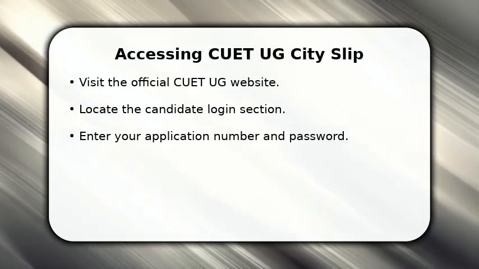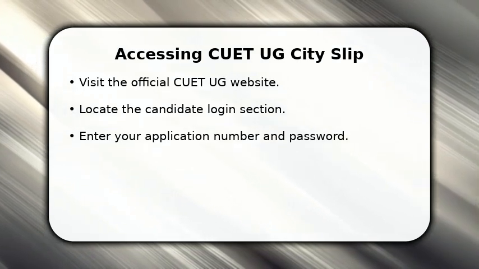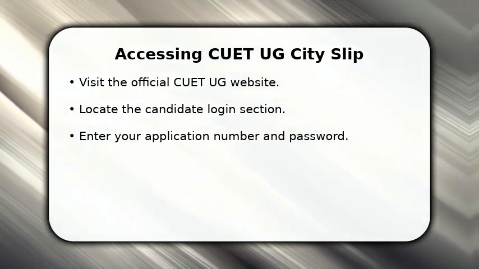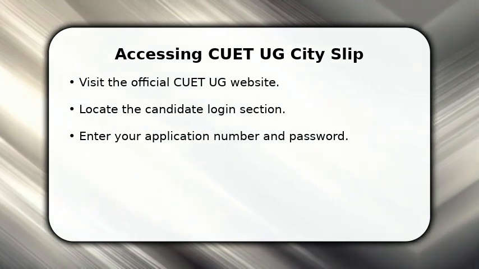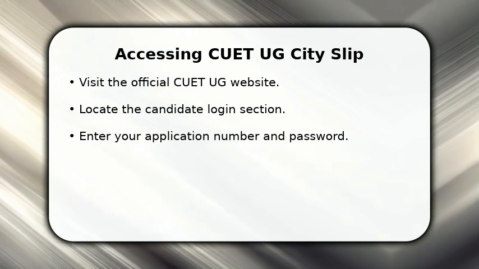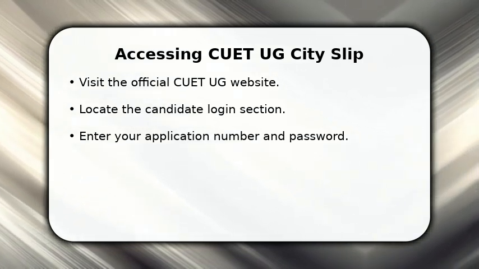In this video, I will explain how to see city intimation for CUET-UG. First, navigate to the official CUET-UG website. Once there, find the candidate login area. You will need your application number and password to proceed.